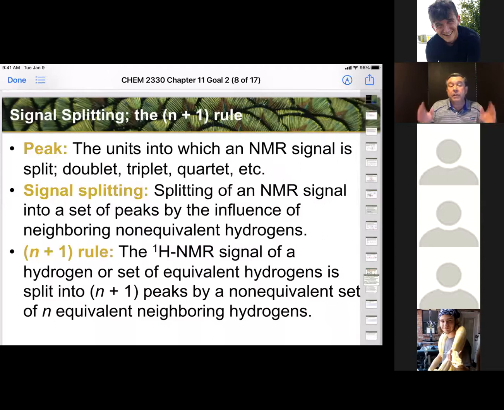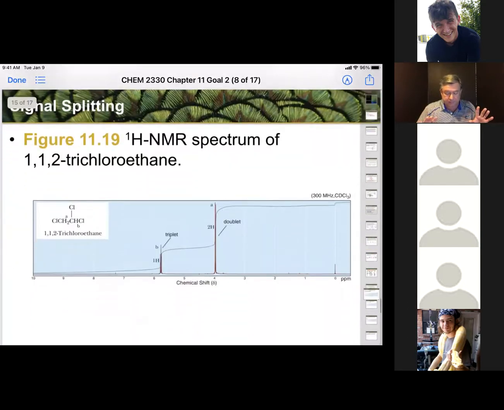Now, the number of peaks we're going to see is what we call n+1. The 1 is for the protons we're looking at, that position we're looking at, and the n is the number of non-equivalent hydrogens that are within 3 bonds of those hydrogens. So the n is, we'll count up all the hydrogens within 3 bonds and add 1 for the peak we're looking at. So let's apply this.